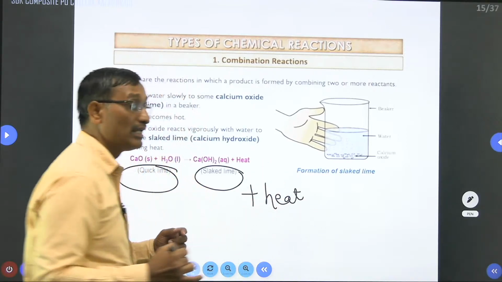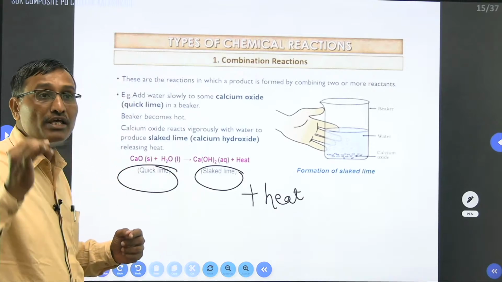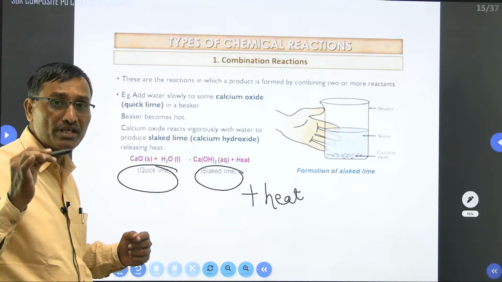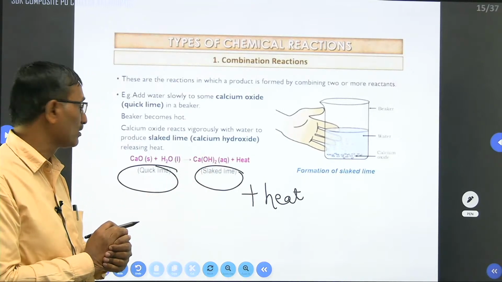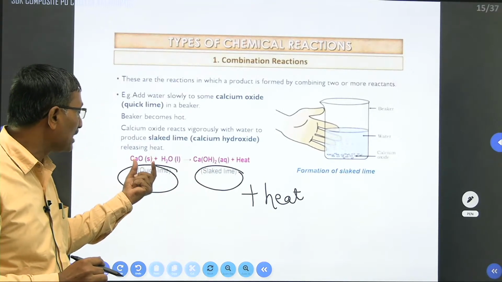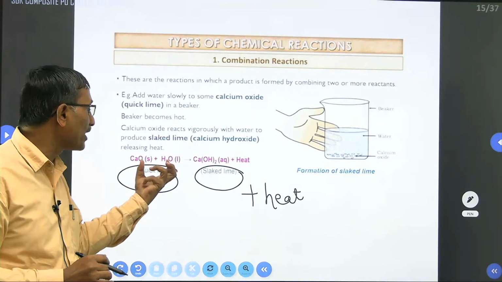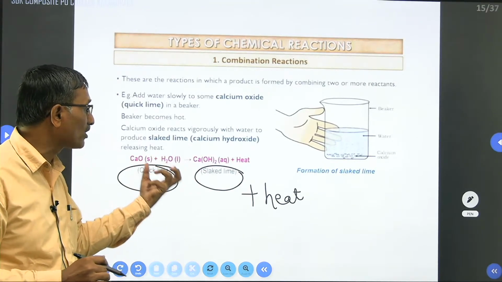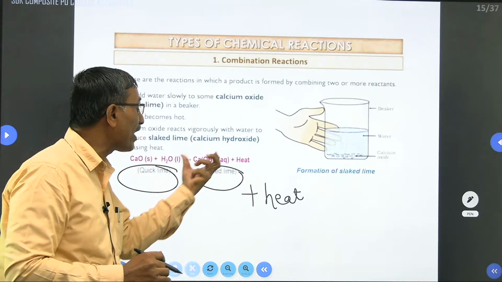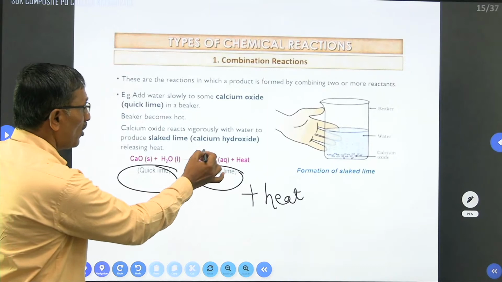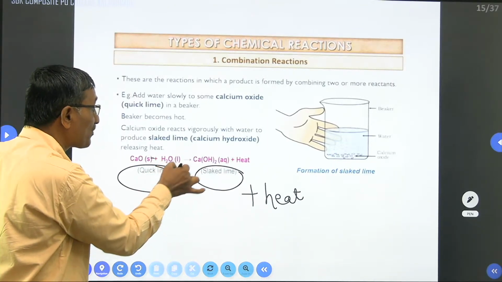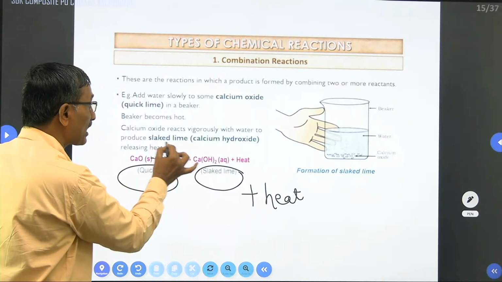It means that it is which type of reaction? Exothermic type of reaction. That one you have to remember. Exothermic type of reaction. So what did we come to know? Calcium oxide combines with water, or reacts with water, to form calcium hydroxide, slaked lime. But you know, this calcium oxide reacts vigorously with water to produce slaked lime.